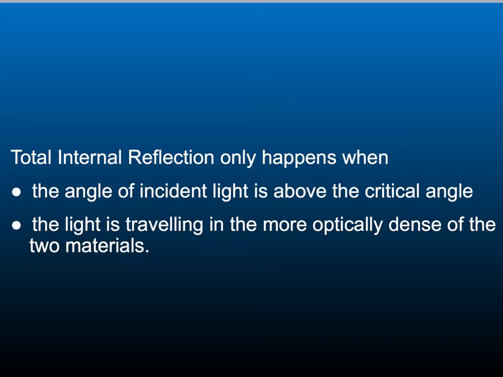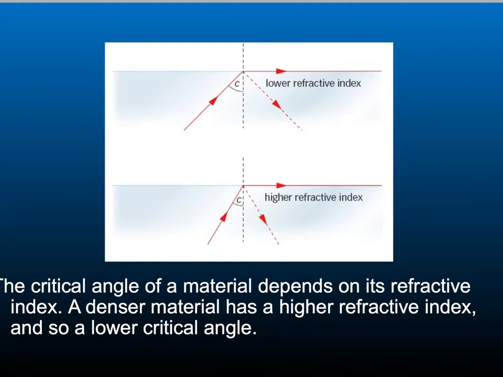It can only happen when the angle of the incident light is above the critical angle, and it can only happen when the light is travelling in the more dense of the two materials. The critical angle of a material depends on its refractive index. A denser material has a higher refractive index and so a lower critical angle.